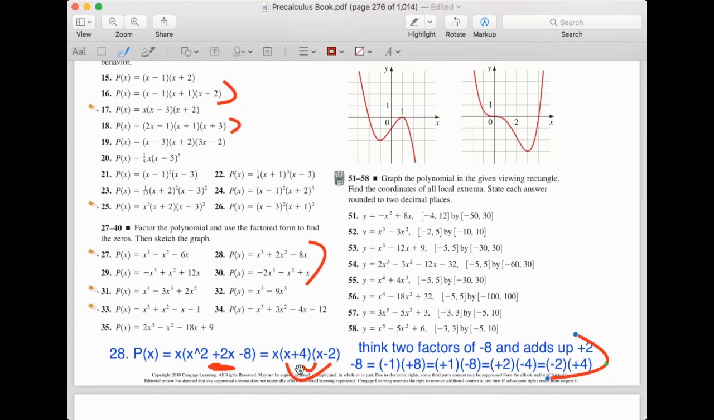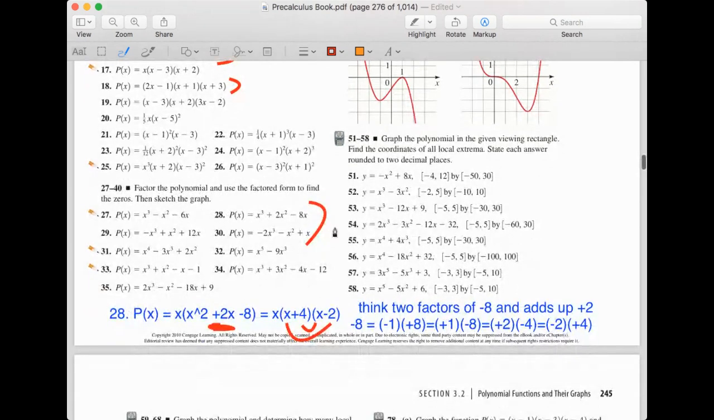Once we're in factor form, we can set to 0 to solve. So we have 3 zeros, right? 0, -4, and +2. All right, let's see the next one. Number 30. Any questions for this?